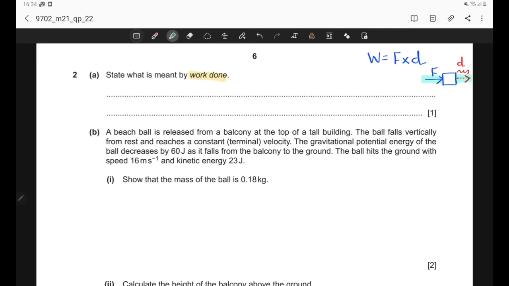So the product of force and the displacement of the object in the same direction of the force will give you the value of work done. So we can write work done is force times displacement of the object, but we can count only the displacement in the direction of the force applied. That is very important. So we can write displacement in the direction of force.